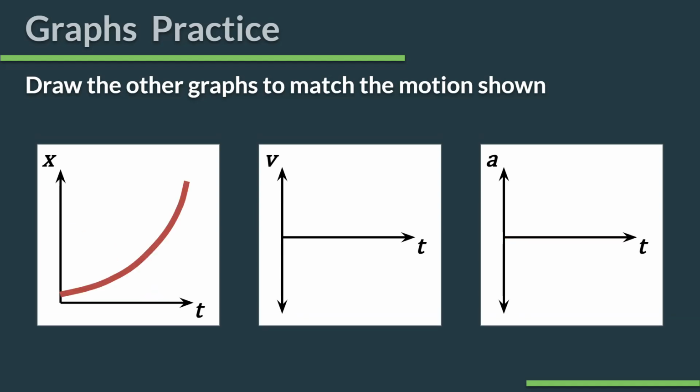All right, let's try another one. This time I'm going to give you an XT graph. Same thing. Ask yourself those two questions. You can turn and talk to your neighbor if you want to work with somebody on it. I'll give you 30 seconds again. See if you can draw what the VT and AT graphs would look like that match this, and then we'll go over it.